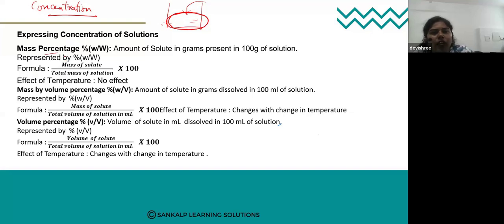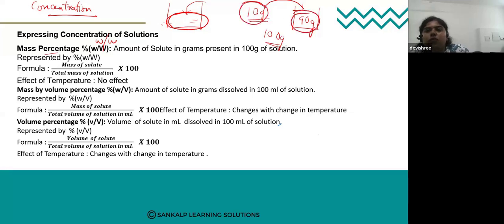Mass percentage means, for example, the amount of solute in grams present in 100 gram of solution. Usually the representation will be W by W percentage. That means you weigh 10 gram of glucose in 90 gram of water. When you add this to 90 gram of water, it totally makes up how much? 100 gram. That is also called 100% of a solution. My main aim is to check whether your solute which is added is in grams, and the solvent is also in grams. Both are in gram and gram. That's why you call it mass by mass.